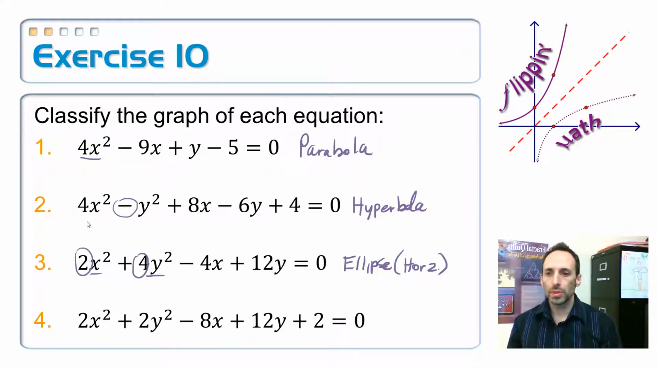If I go back up to number 2, can I tell that the transverse axis is going to be horizontal because this one's positive? No, not yet. You'd have to actually put it in standard form in order to see that for sure.